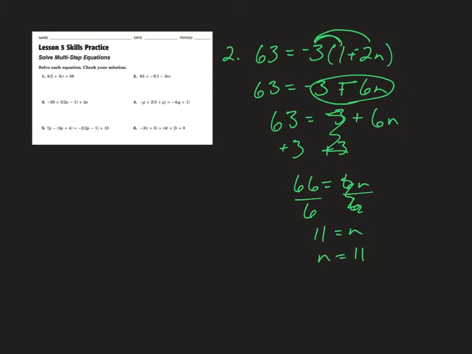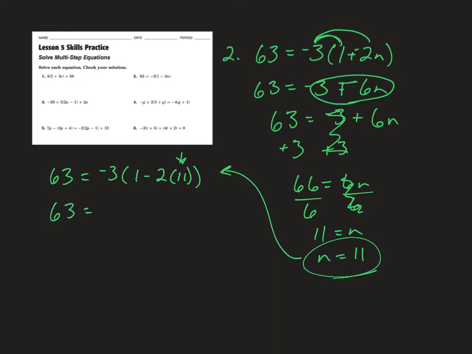Okay, so let's check our solution and see how we did. So what I've done is I've just rewritten the problem and plugged in 11 for n right here. So now I can solve the problem, and the first thing I need to do is take care of what's going on inside the parentheses. So I've got 1 minus 2 times 11, so 1 minus 22.